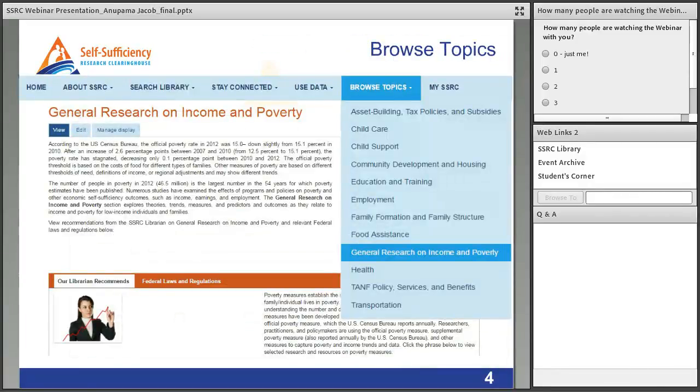The library consists of 12 topical areas that are listed in the dropdown on the right of this slide. Every topic area page under the Browse Topics tab includes an Our Librarian Recommends box that highlights research and resources recommended by the SSRC library team. Each topical area page also includes relevant federal laws and regulations.